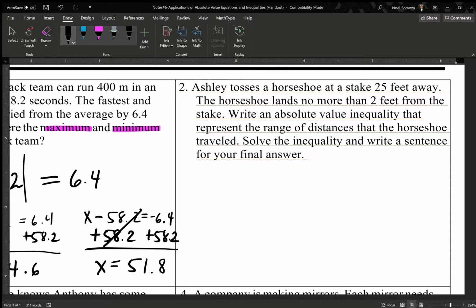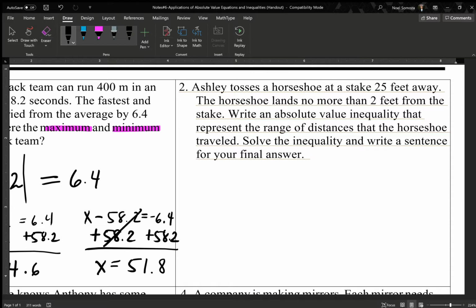All right. So it's 25 feet away. The horseshoe lands no more than 2 feet from the stake. Okay. No more than 2 feet. All right. So you're starting to get some clues there, right? The no more than, that usually indicates what? Yeah, kind of like an inequality, right? So it's an inequality here, not so much just an equal sign, right? So it lands no more than 2 feet away from the stake.